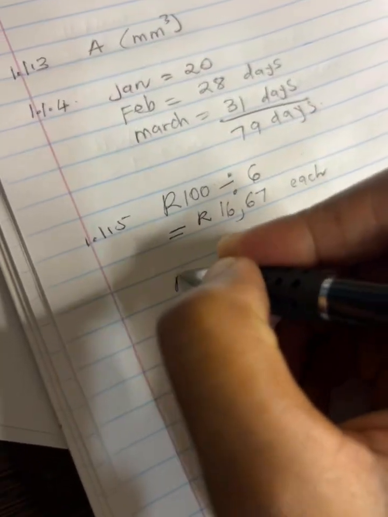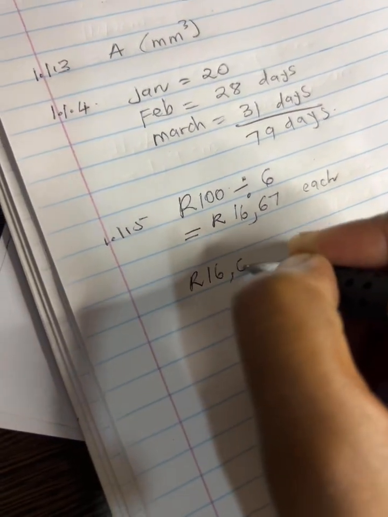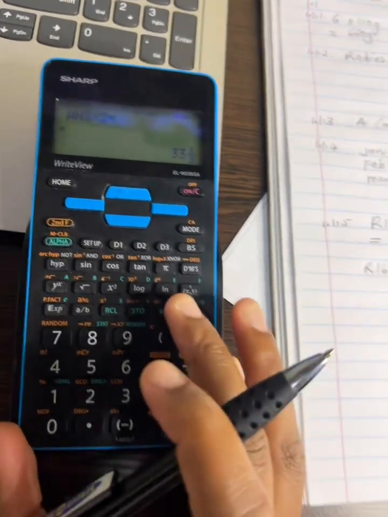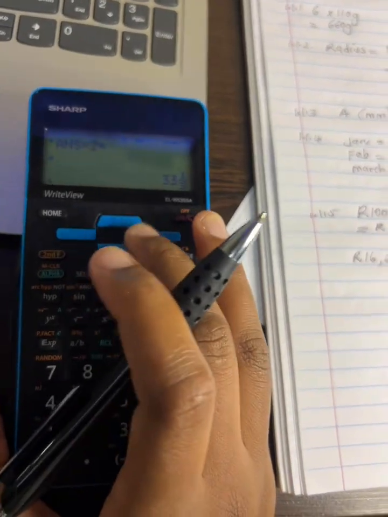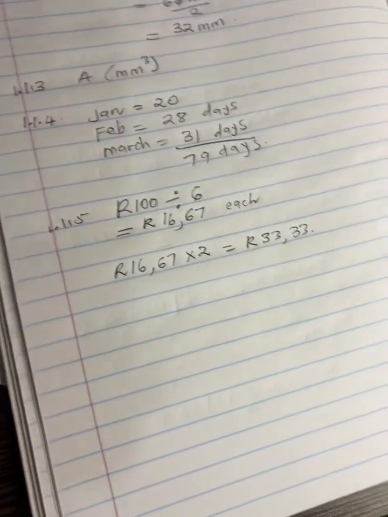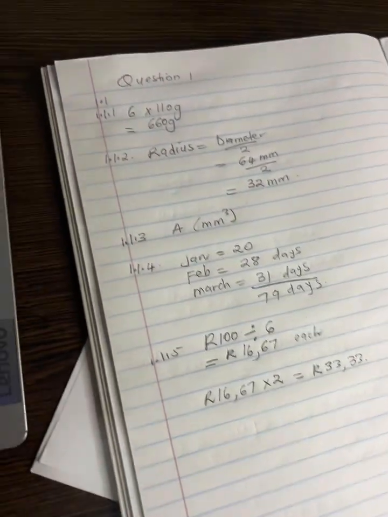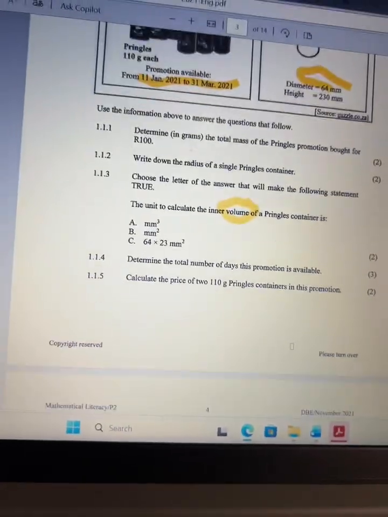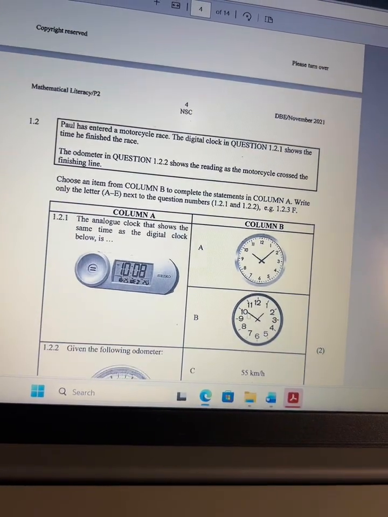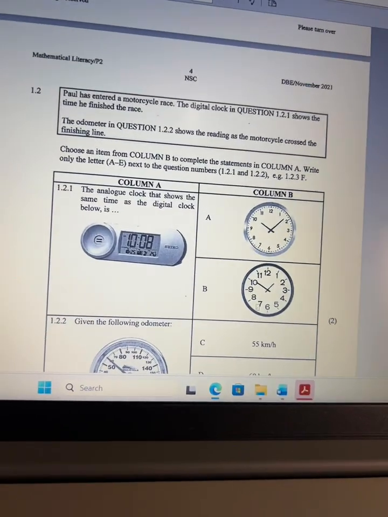So for 2, we say 16.67 multiplied by 2, and the answer will be 33.33. So this is the price of the 2 110 gram Pringle promotion packs. And then let's go to the next question, which is question 1.2.